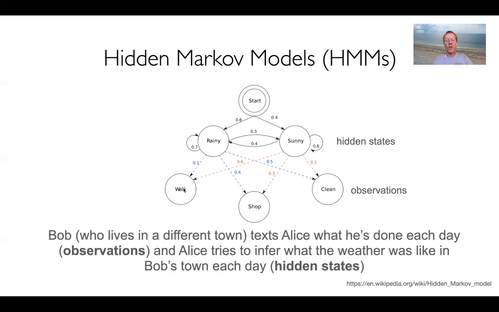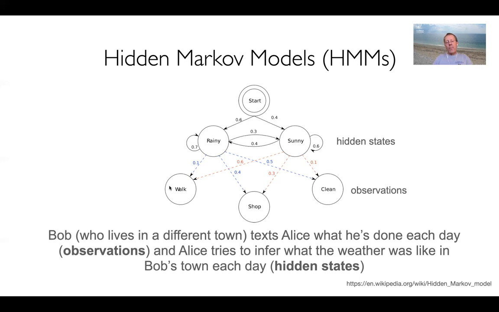He either takes a walk, goes shopping, or cleans his house. These are the only 3 activities he ever engages in, and he only does 1 per day. So Alice gets this sequence every evening. She gets walk, clean; next evening, clean again, shop, clean, walk, etc. So she gets a long series of observations from Bob.